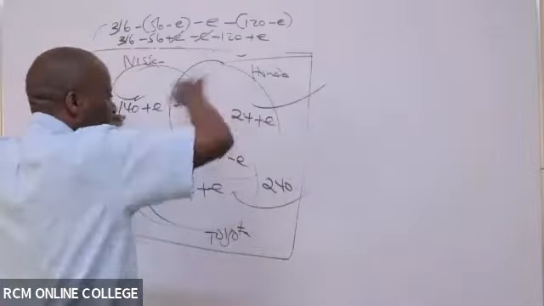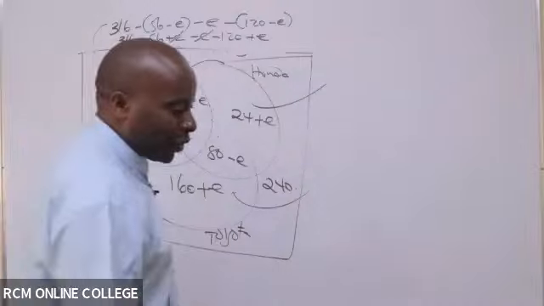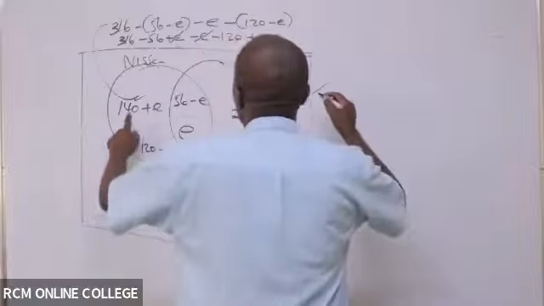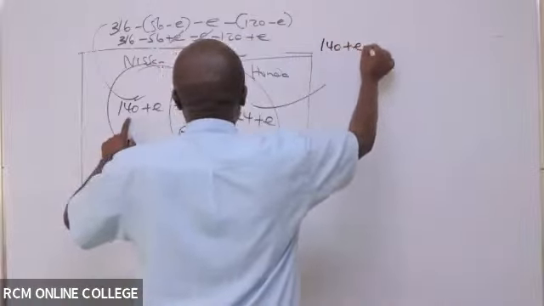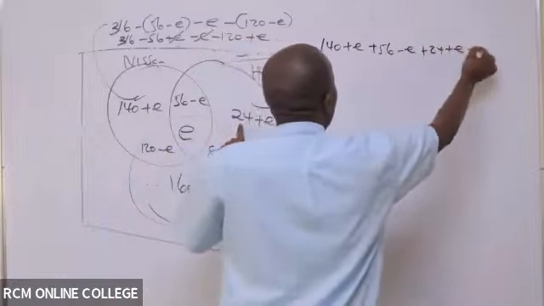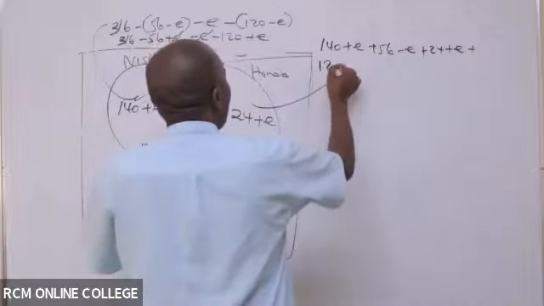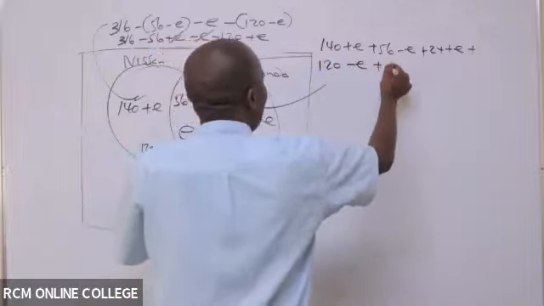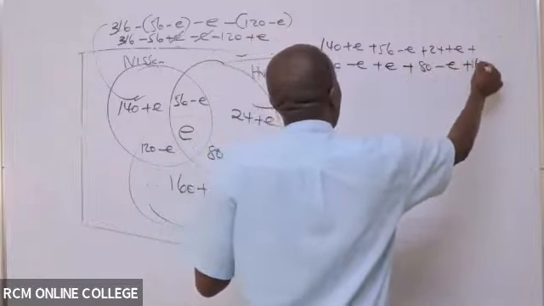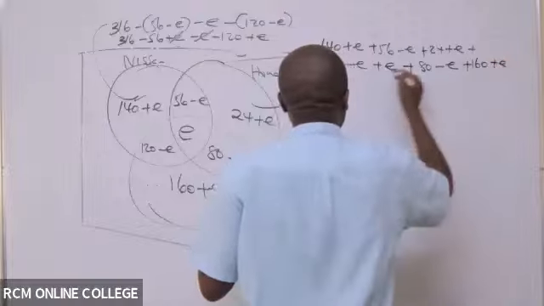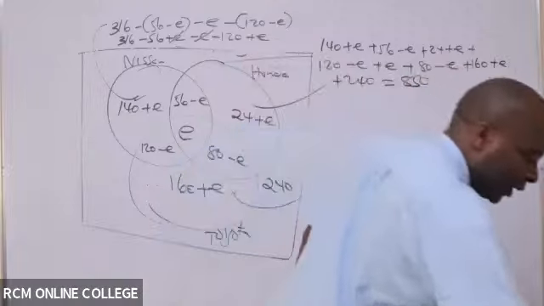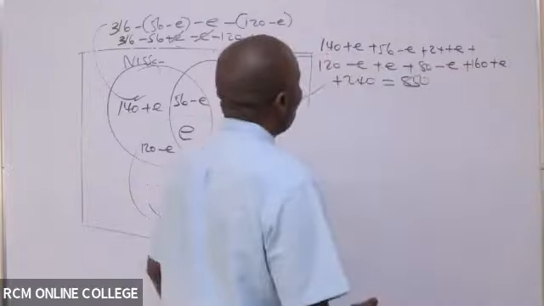You add all the numbers in the universe. Alternatively, we have here 140 plus E plus 56 minus E plus 24 plus E plus 120 minus E plus 80 minus E plus 160 plus E plus 240 equals 850. So please put like terms together.